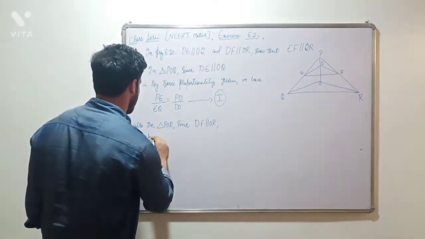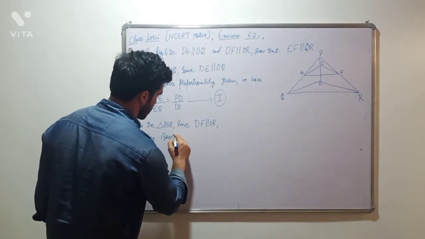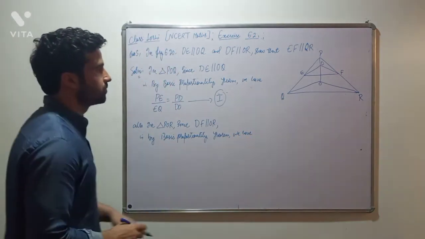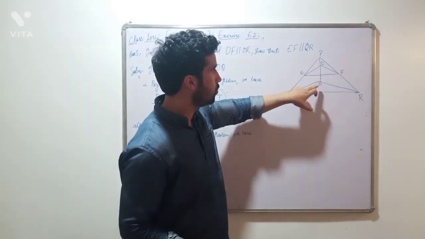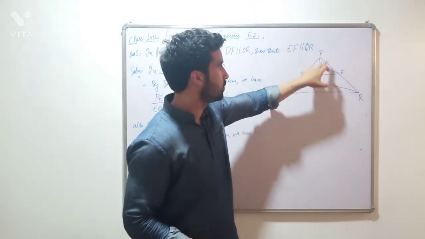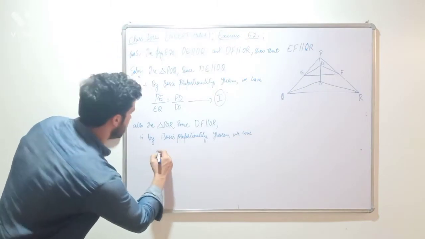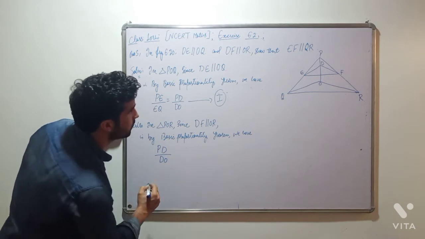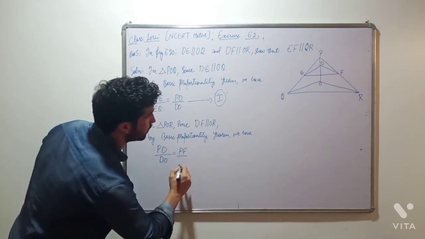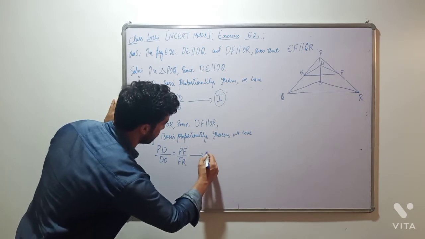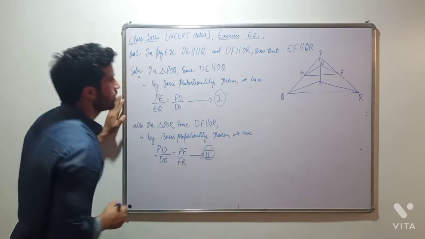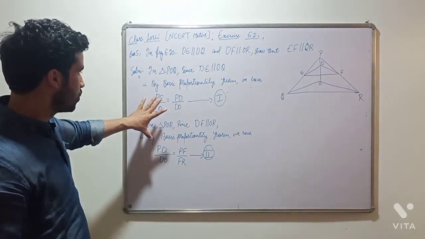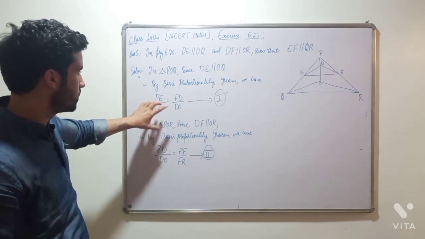So we will write here, therefore by basic proportionality theorem, we have PD divided by DO, that will be equal to PF divided by FR. So PD divided by DO is equal to PF divided by FR. Let that be second. Now compare first and second. Is there any ratio common? Yes, there is, and the common ratio is PD divided by DO.